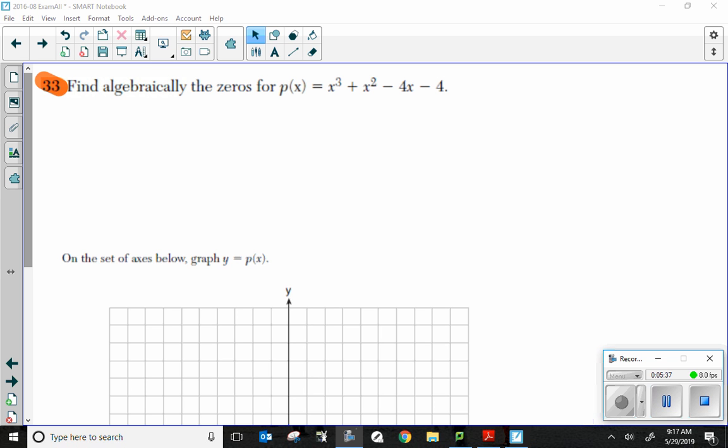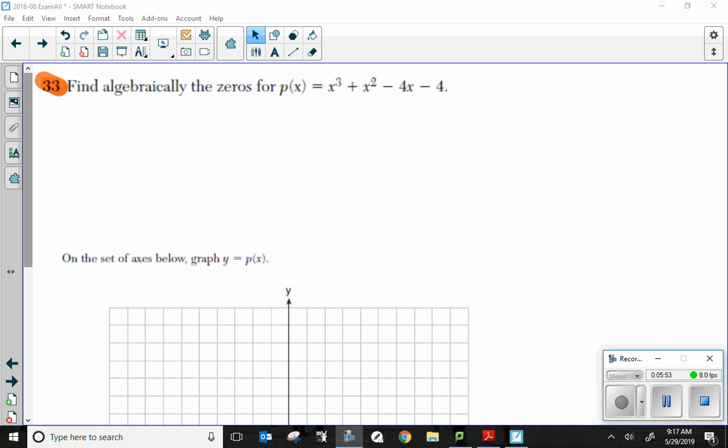Party tree. Find algebraically the zeros for p of x. And they give us this cubic. If this was a quadratic, I can algebraically find the zeros by factoring and solving, so to speak.